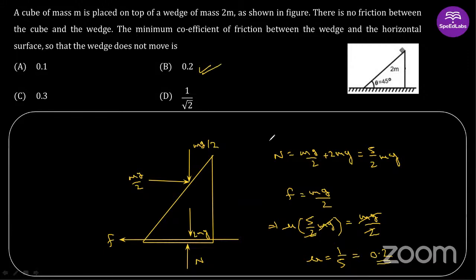Is it clear? The common mistake is when you consider this friction, we just write mu into 2 mg because this is 2m. But there is an additional force of this mg by 2 which is contributing to the normal and hence increasing the friction. Is there any doubt, anyone?